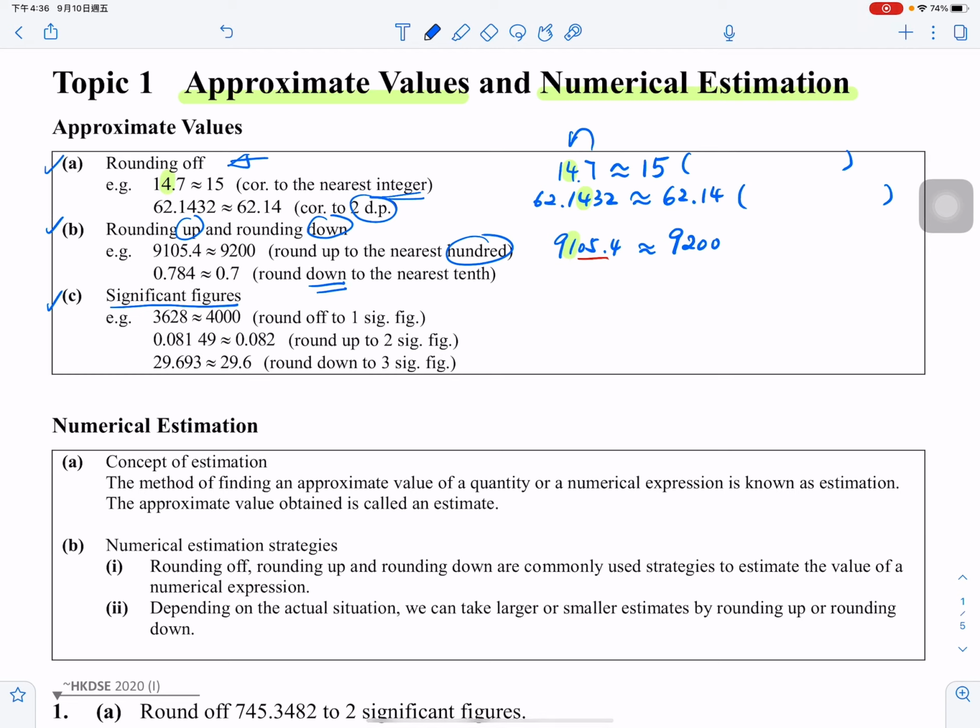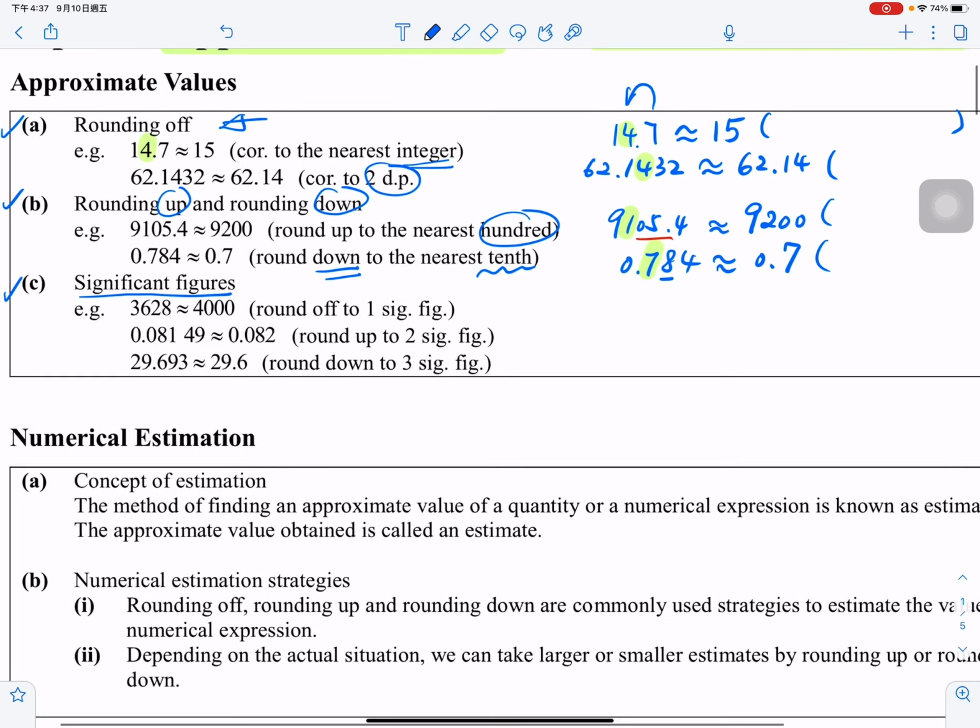How about this one? Rounding down, down to the nearest tenth, for 0.784. Oh, sorry, the tenth, that means not this one. This should be 8, it should be 7. So here, you see the next digit is 8, even though it is 8, but round down, round down. So this one will be 0.7 only, 0.7.